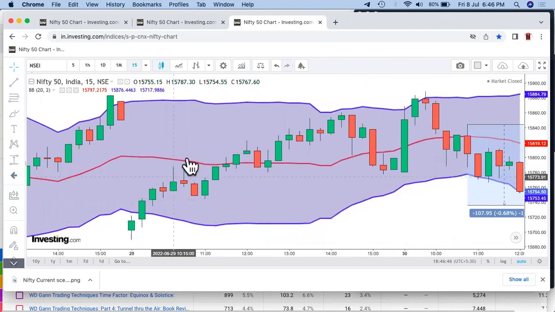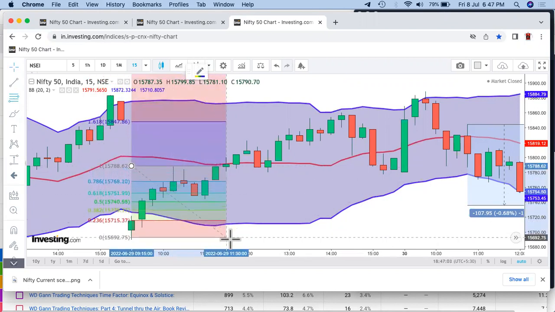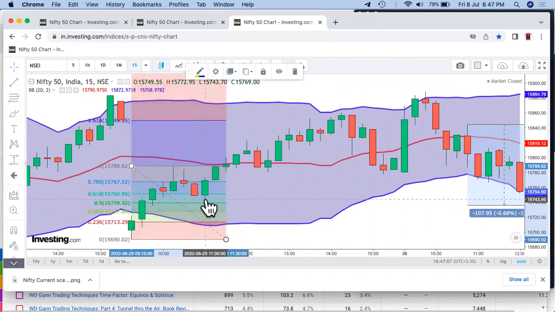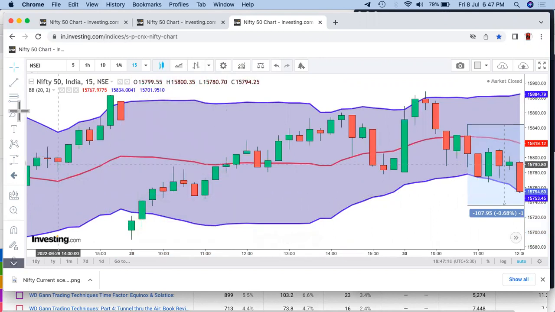Again, it started moving up. From here, it went up, went down. So probably from here to here, it would be a trade. Why? Because this is a kind of reversal for me. And this reversal exactly comes down to 0.5. So this is again a good trade. I will try to find out the points.